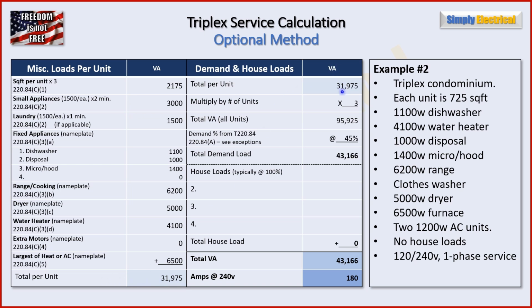Slide it up here, multiply by 3, we get 95,925 VA. Again, we go to table 220.84 and we find out that 45% is what we multiply our number by, and we get 43,166 VA for our total demand load. We have no house loads, so that becomes our total in VA for the building. Divide by our voltage, 240, and we get 180 amps.